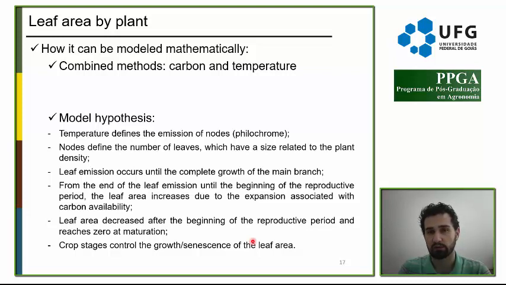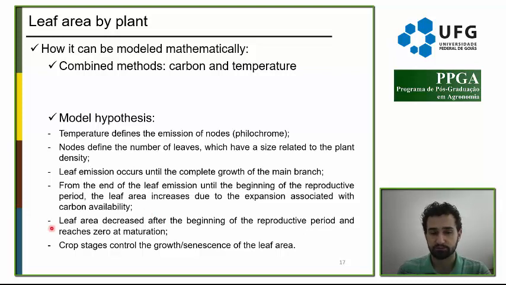Remember that when we talked about phenology, we saw that the models change the partitioning in function of the phenology. This is one example: until the beginning of the reproductive period, the leaf area will increase in function of the carbon available to this crop. Next, the leaf area decreases after the beginning of the reproductive period and reaches zero at maturation. Crop stage controls the growth and senescence of the leaf area.